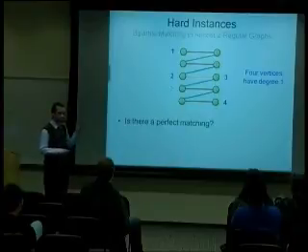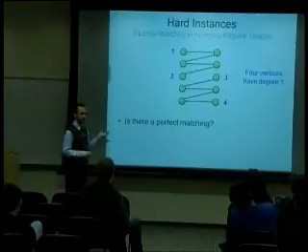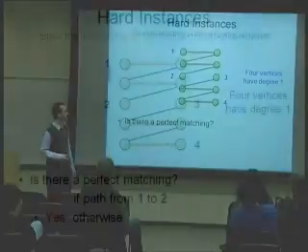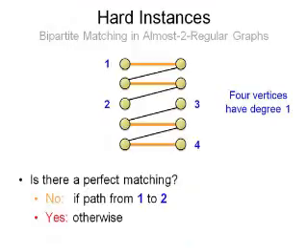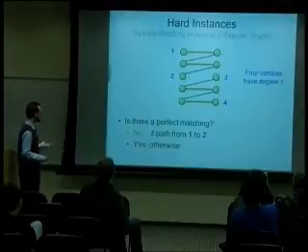However, if we change the instance slightly, now we have 2 even length paths. And even length paths don't have a perfect matching. So this is a maximum matching in the graph, and it's not perfect. So the punchline is these instances will have a perfect matching.